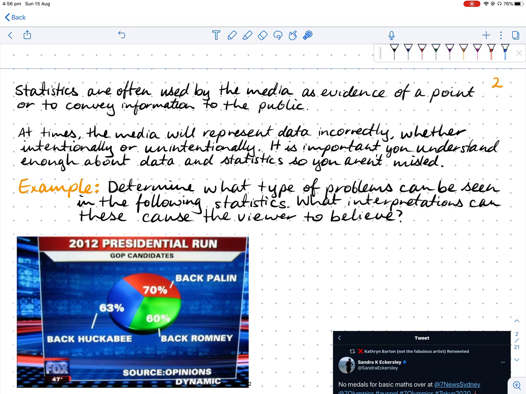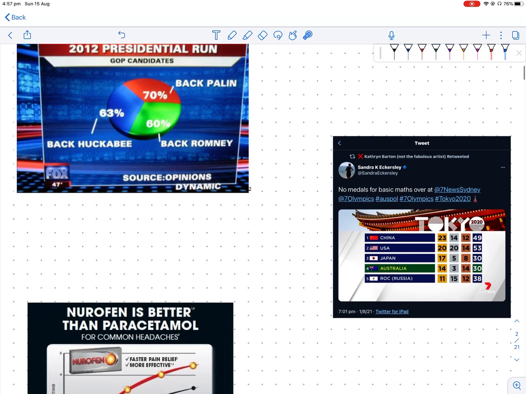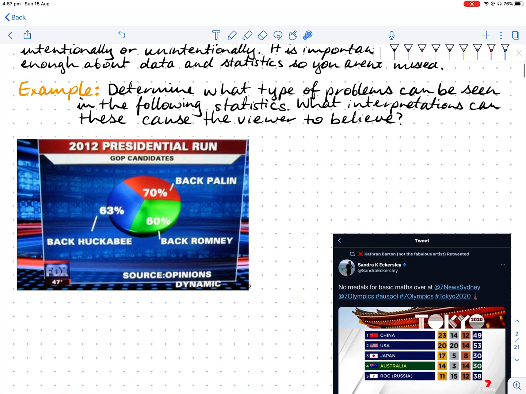Or it could be intentional as well, where they're trying to provoke a certain image, a certain reaction out of people. And it's important that you know enough about graphs, how to interpret graphs, how to look at statistics, so that you're not misled either intentionally or unintentionally. So here's a couple of examples of places where numbers or graphs have been used, and it hasn't been too good. Determine what type of problems can be seen in these statistics. What interpretations can these cause the viewer to believe? Let's start with this first one here, this pie chart.